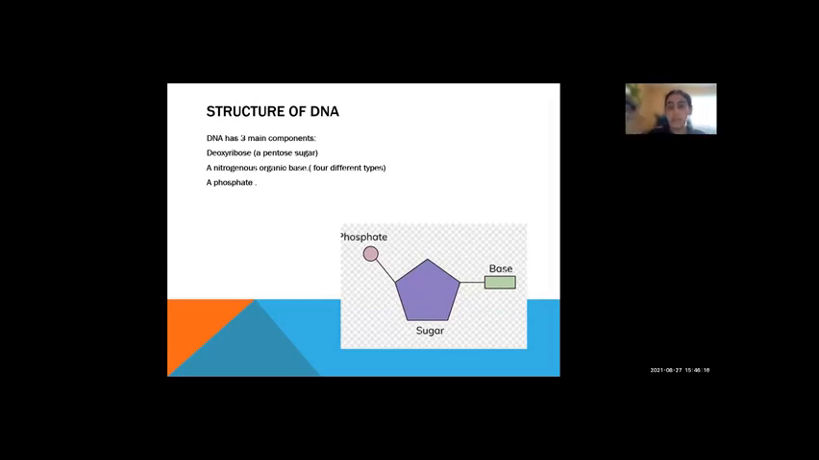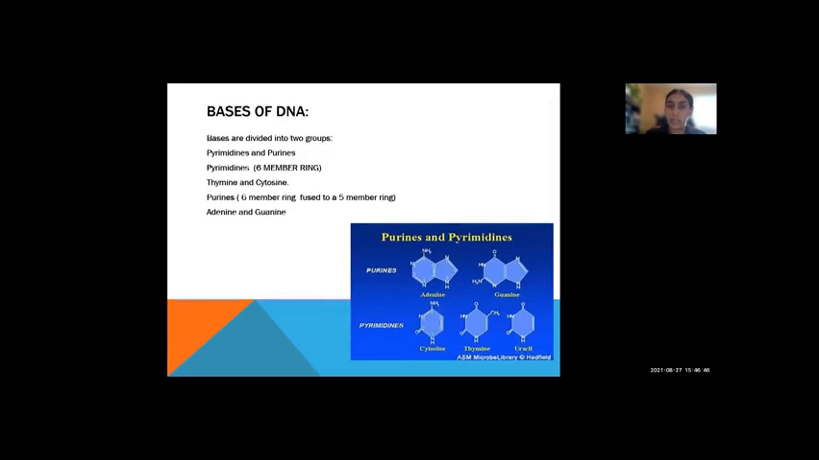So DNA has three main components. We have the phosphate group, we have the sugar group, which is the pentose sugar, which is also known as deoxyribose. We call it pentose because it is 1, 2, 3, 4, 5 carbons. And then we have a base, which is a nitrogenous organic base. Now, I will be explaining the 4 different types of bases in the next slide, and there's the tiny little phosphate hanging over there.